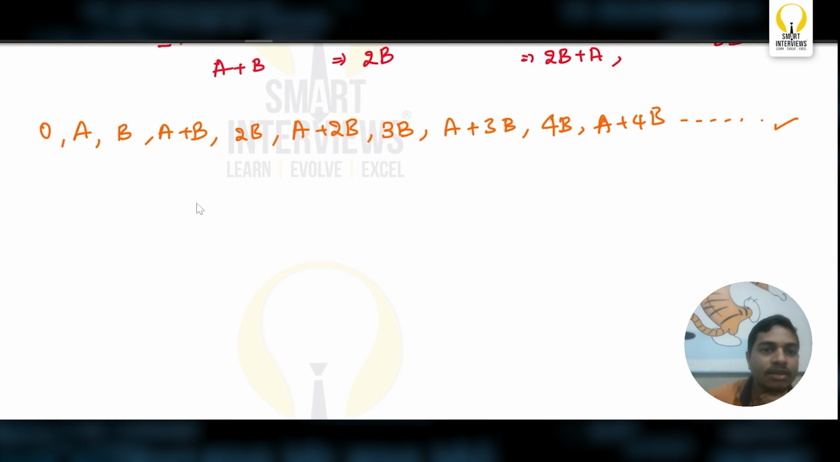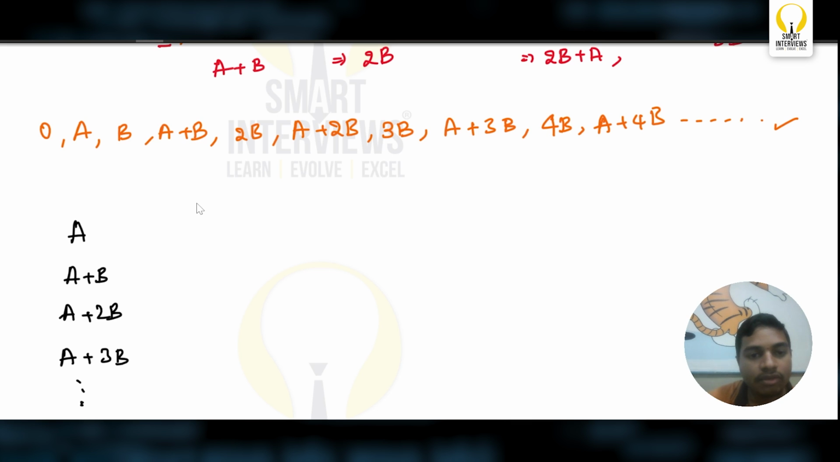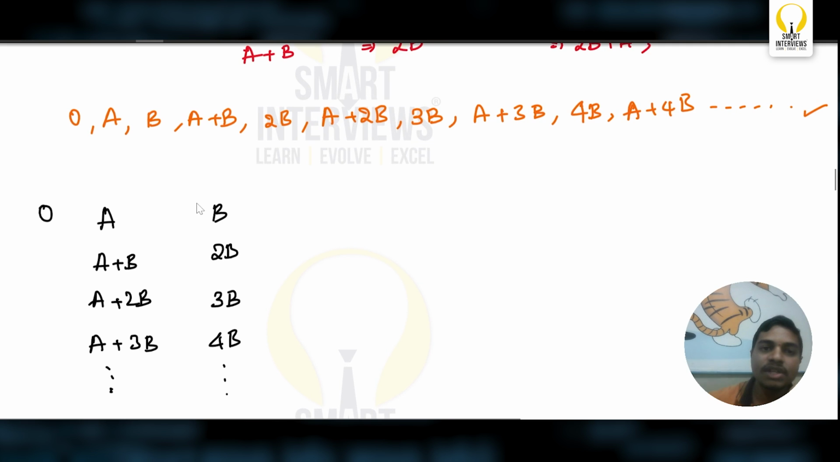If you try to write it in this manner, all terms with a's and b's, it's going to be a plus b, a plus 2b, a plus 3b, and so on. And for the other, we're also having 0, b, 2b, 3b, 4b, and so on. Yes, so this is the entire sequence. I hope the sequence is clear.